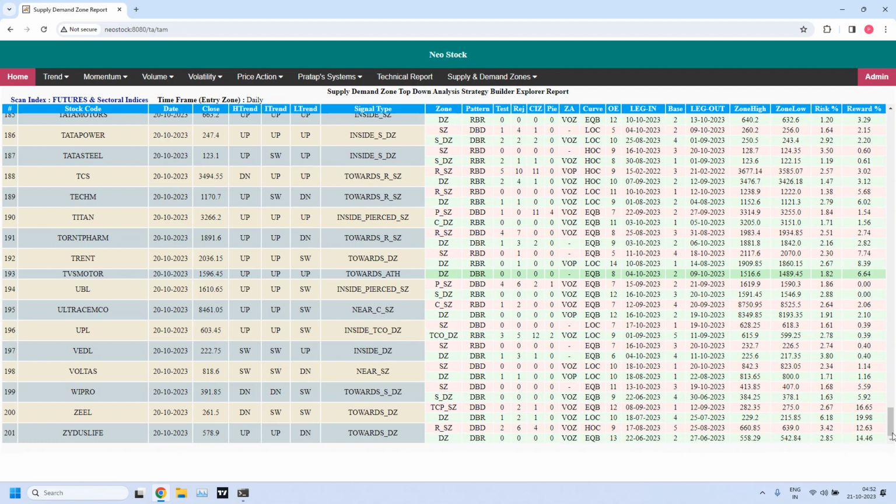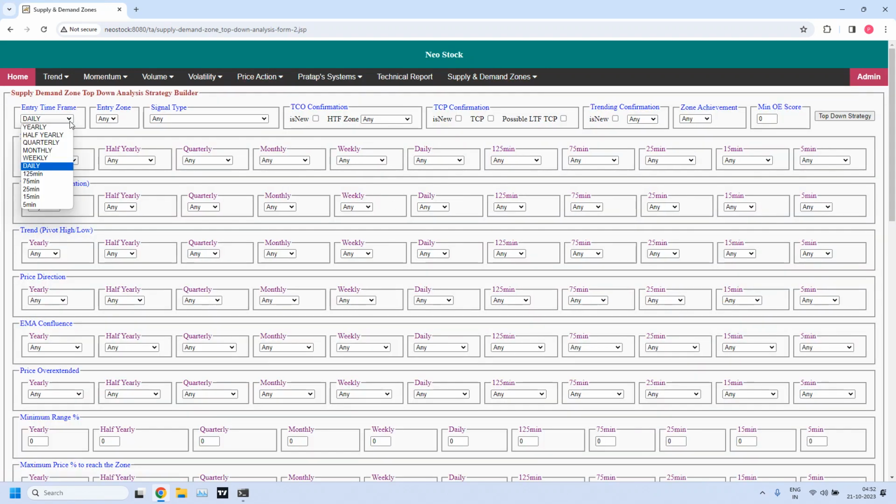Now let us focus on the weekly demand and supply zones because this is the end of the week. Now we are generating weekly zones for the weekly candle opened on 16th October 2023 and closed on 20 October 2023. So entry time frame is weekly. We are generating weekly demand and supply zones for the weekly candle opened on 16th October and closed on 20th October.